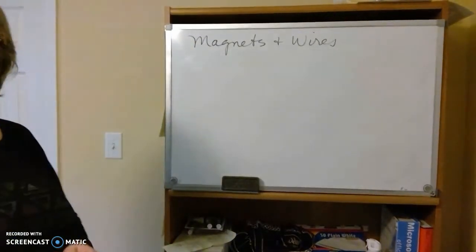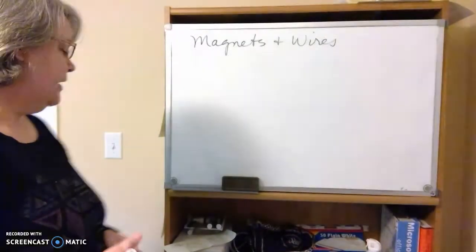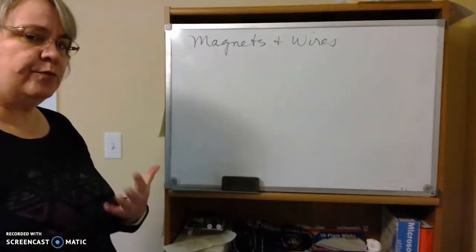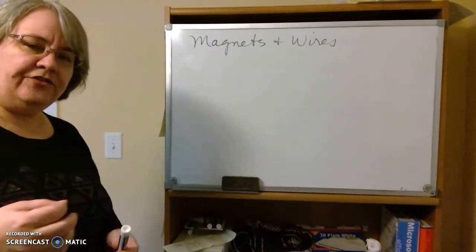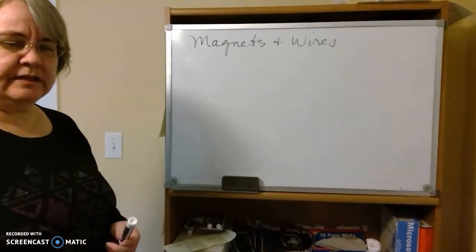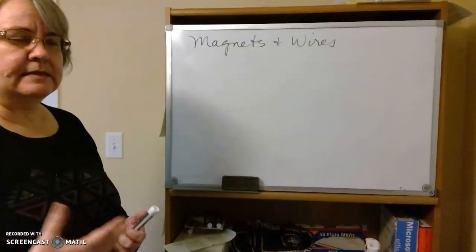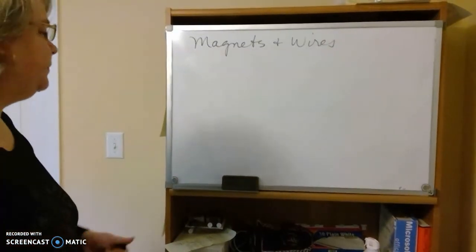All right. So next up, we're going to talk about magnets and wires. There's two different ways that we're going to look at this. One is the effect of a magnet on a wire that is carrying electricity. And the second is the magnetic field created by a wire that's carrying electricity.